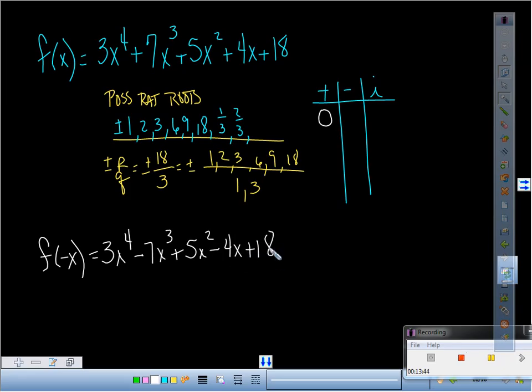Okay, so what we did was we found f of negative x. All I did was I went up here. Anybody that had an odd exponent, I had to change the sign. So I kept the sign, changed the sign. Kept the sign, changed the sign. Always keep the constant sign.